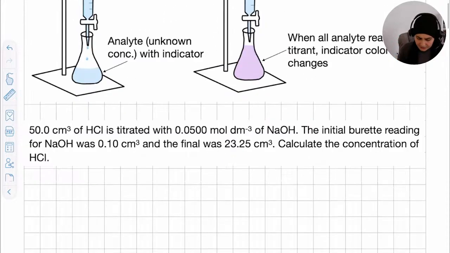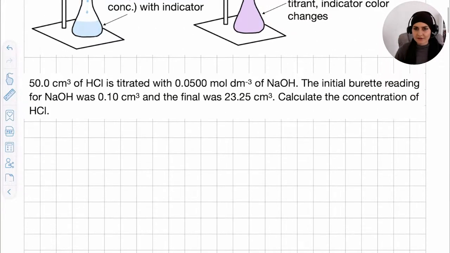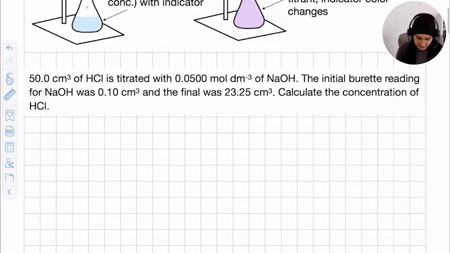Right, so the first question. This question could even be good for GCSE. Let's start with this one. 50 cubic centimeters of HCl is titrated with 0.05 mole per cubic decimeter NaOH. The initial burette reading for sodium hydroxide was 0.1, the final 23.25. Calculate the concentration of HCl.